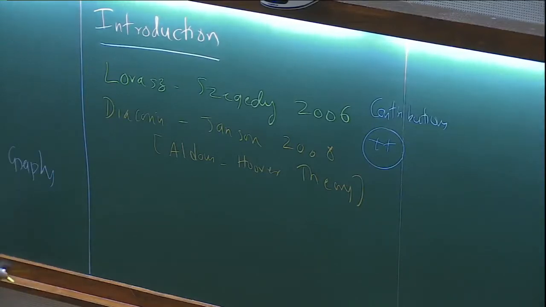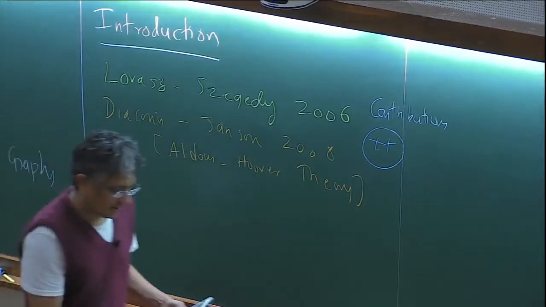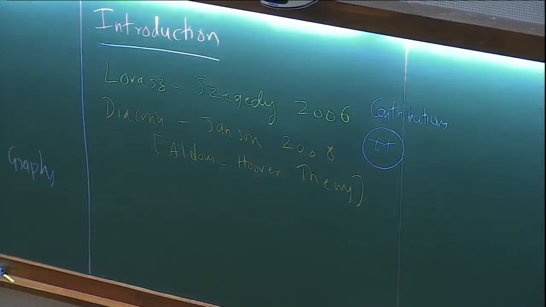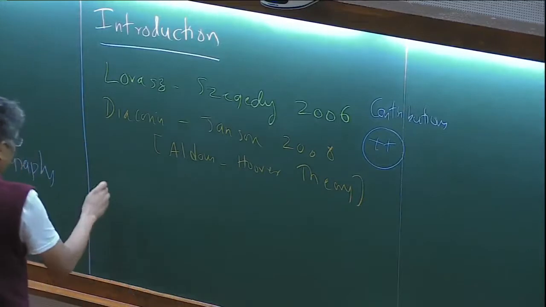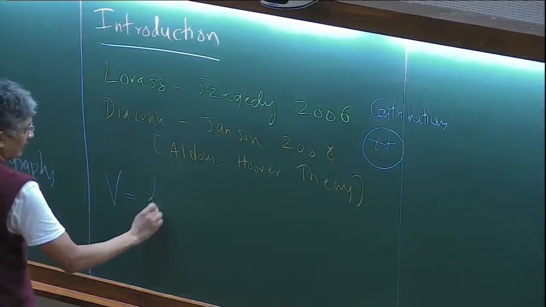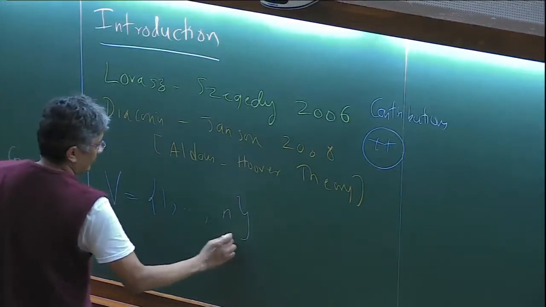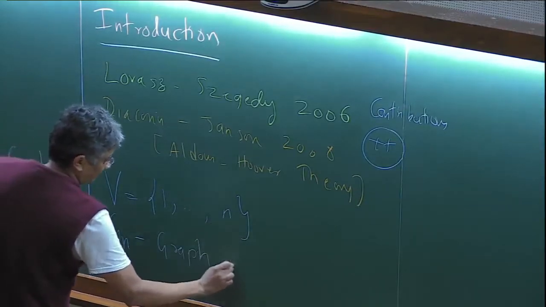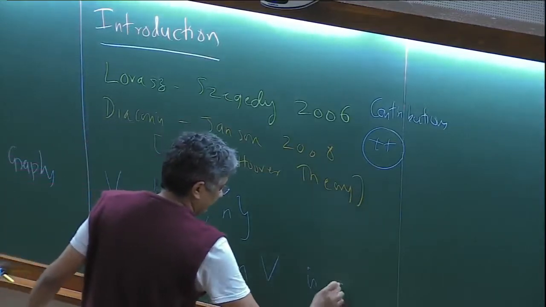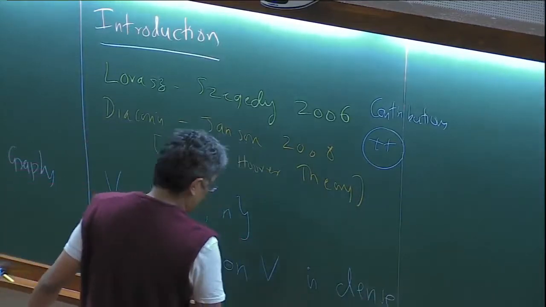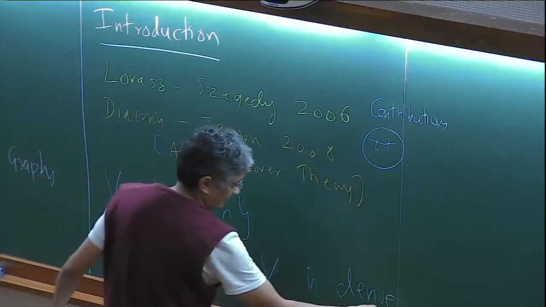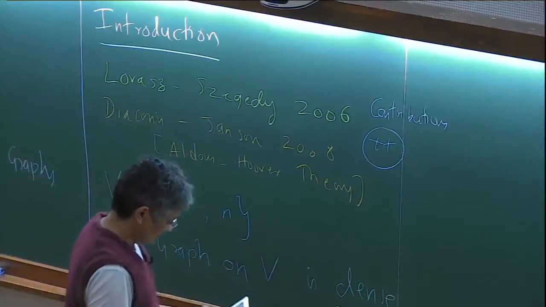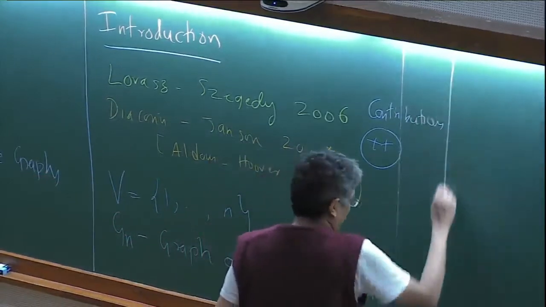So what's the basic idea? The basic idea is the following. You have n vertices, and your graph has lots of edges. And that's when you call a graph dense. Let's say you have a vertex set V, 1 up to n, and you have a graph G_n on V. It is dense, that's the crucial terminology I'll keep using again and again, if it has lots of edges. Lots of edges means that it has order n squared edges.